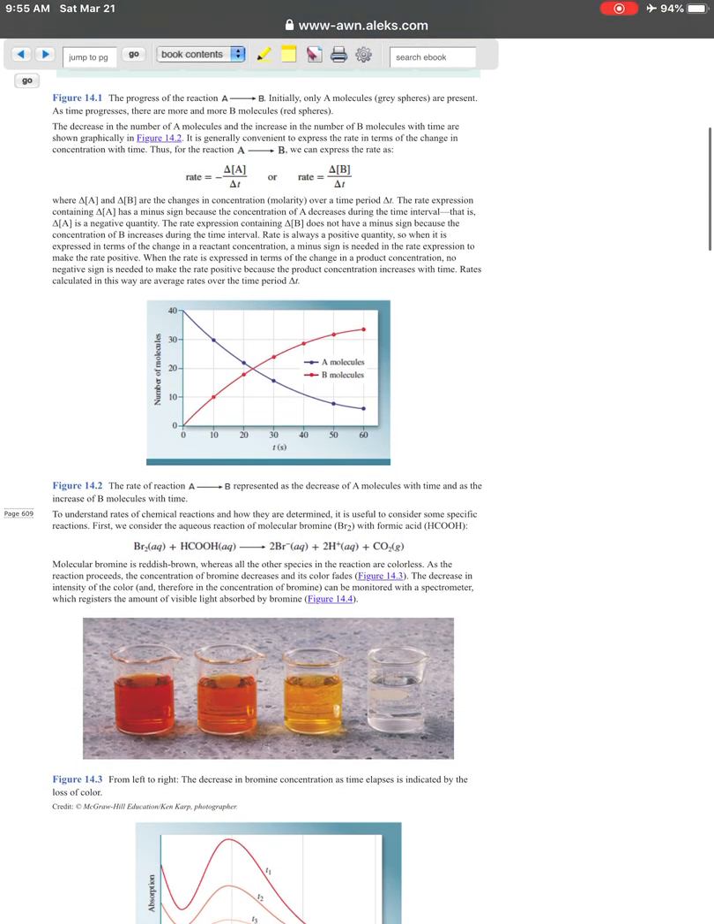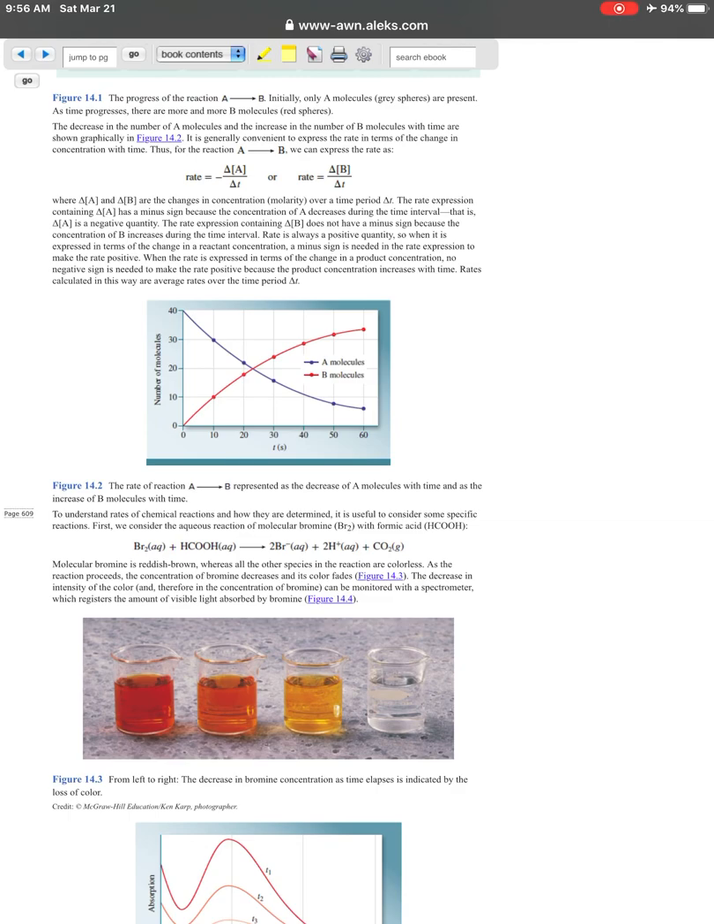Now, if we continue the reading, the decrease in the number of A molecules and the increase in the number of B molecules with time are shown graphically in figure 14.2. It is generally convenient to express the rate in terms of the change in concentration with time. Thus, for the reaction A turns into B, we can express the rate as rate equals the negative change in the concentration of A divided by change in time, or rate equals change in the concentration of B divided by change in time, where the change in the concentration of A and the change in the concentration of B are the changes in concentration in units of molarity over a time period delta t.